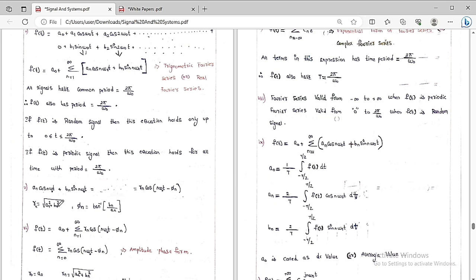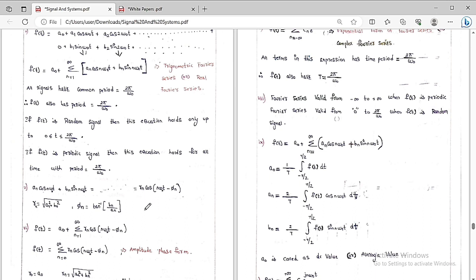So Rn is going to be the square root of An square plus Bn square, and phi n is going to be tan inverse of Bn by An. Already I have proved this. How did I prove it? Let me take cos of A minus B, which is nothing but cos A cos B plus sin A sin B, that is, cos n omega naught t into cos phi n plus sin phi n into sin n omega naught t. So we can say cos phi n is equal to An, sin phi n is equal to Bn.